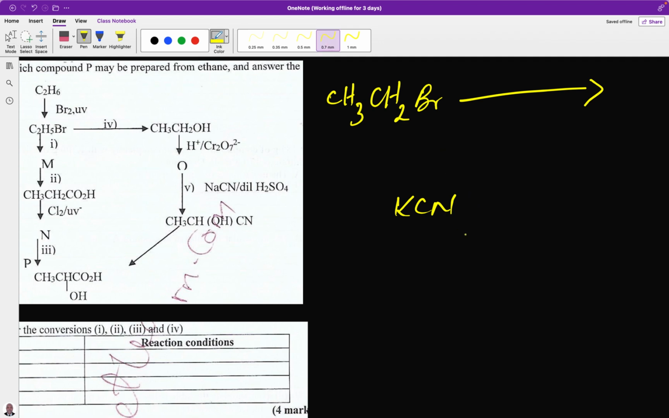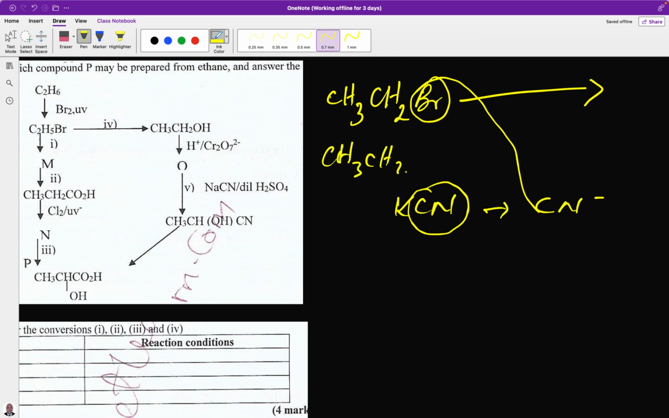We react potassium cyanide in ethanol because potassium cyanide is very toxic. When we react potassium cyanide in ethanol, cyanide is going to be released, and this is going to act as a nucleophile. This nucleophile will come here to substitute the bromine, and we will have CH3CH2CN. Now we have 3 carbon atoms. Then we can hydrolyze this.